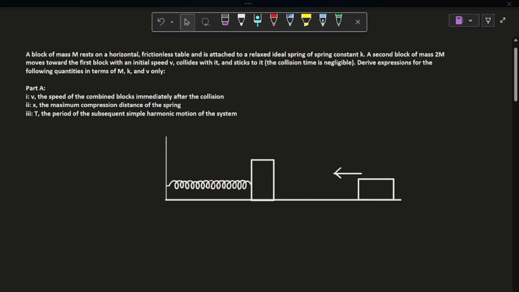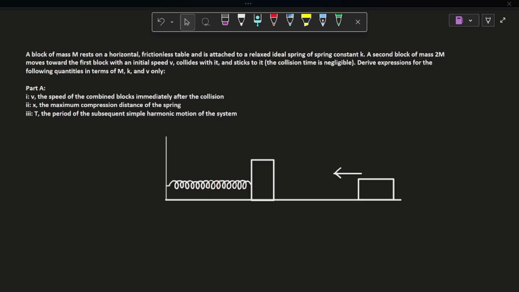A block of mass m rests on a horizontal frictionless table and it's attached to a relaxed ideal spring of spring constant k. The second block of mass 2m moves towards the first block at an initial speed v, collides with it, and sticks to it. The collision time is negligible. Derive expressions for the following quantities in terms of m, k, and v only.